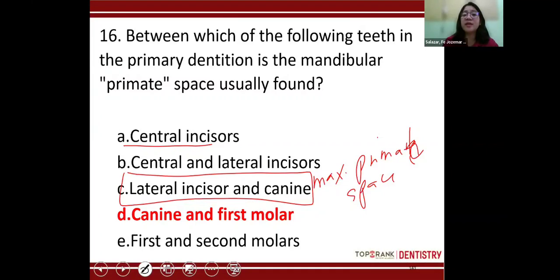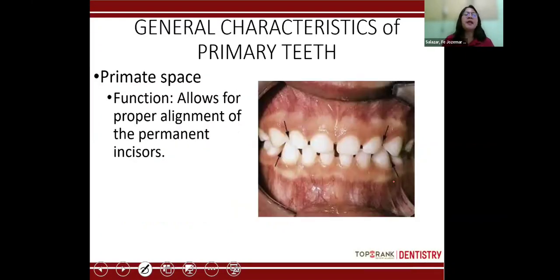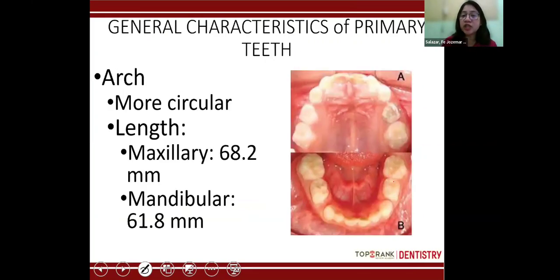Okay, so the maxillary primate space is between the lateral incisor and the canine. It's mesial to the canine. The function of the primate space is to allow for proper alignment of the permanent incisors. The arch is more circular, not horseshoe shaped, in the primary teeth. Length for the maxillary arch is 68.2.